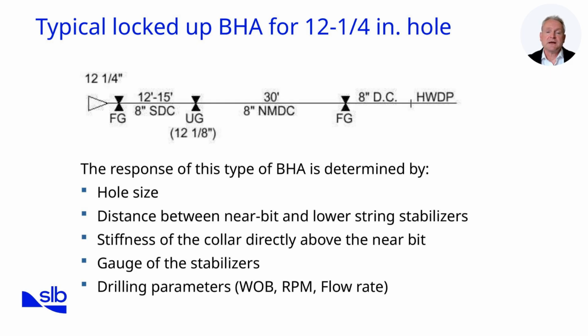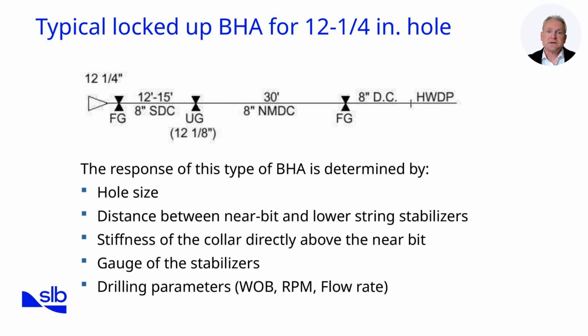A locked-up BHA is often used in tangent sections, where steady drilling with minimal deviation is required. Its success depends on keeping all these variables within planned tolerances, ensuring that the assembly drills straight and maintains inclination effectively. A variation to this design is to use a variable gauge stabilizer or VGS in the second position.